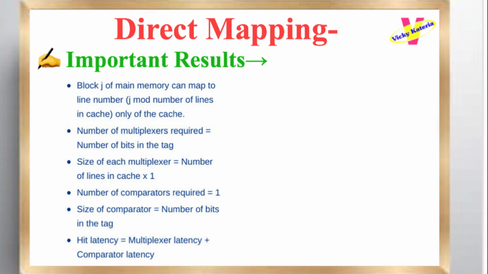Important results. Following are a few important results for direct mapped cache. Block J of main memory can map only to line number J mod number of lines in cache. Number of multiplexers required equals the number of bits in the tag. Size of each multiplexer equals the number of lines in cache times 1. Number of comparators required equals 1. Size of the comparator equals the number of bits in the tag. Hit latency equals multiplexer latency plus comparator latency.